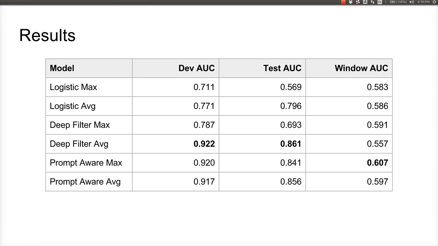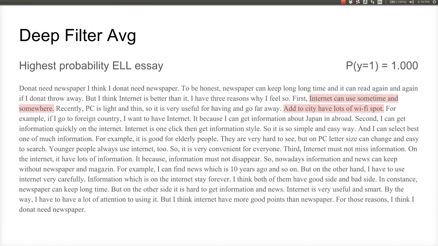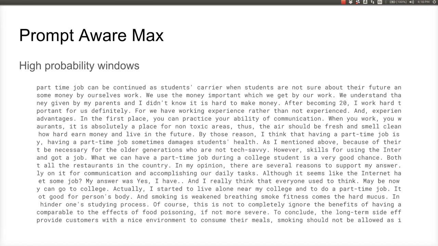As you can see, DeepFilter with mean pooling does significantly better than the baseline at predicting the document level classification. However, the prompt-aware model with max pooling edges it out on the window level task, although none of them do very well on this small random sample. Looking at the essays that DeepFilter predicted as being very likely ELL writing, you see a lot of low proficiency sections like "internet can use sometime and somewhere," or "add to city have lots of Wi-Fi spot." However, when we turn our attention to a sampling of the highest probability windows, according to the prompt-aware max model, we can see why the window level prediction quality may not be so good.